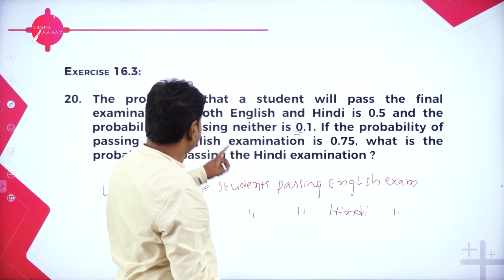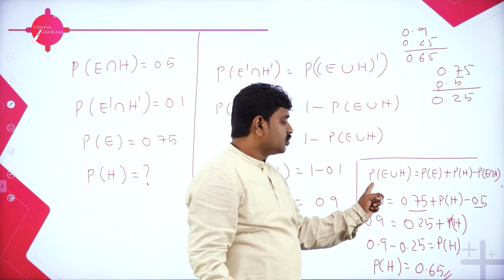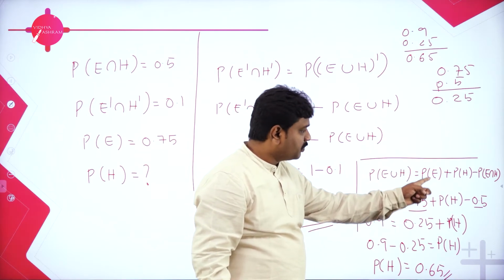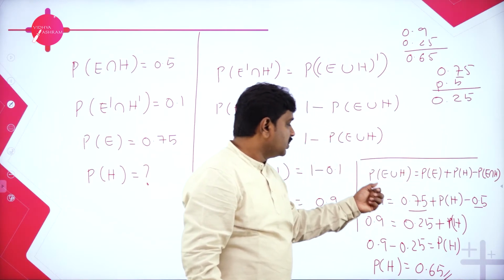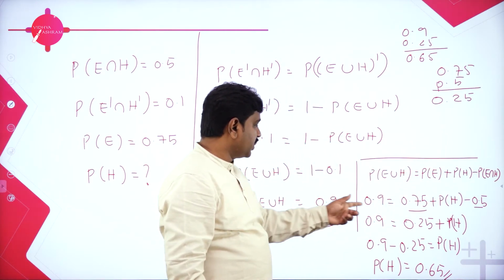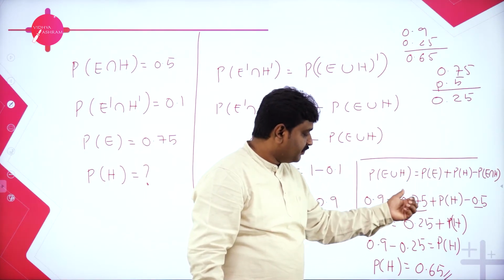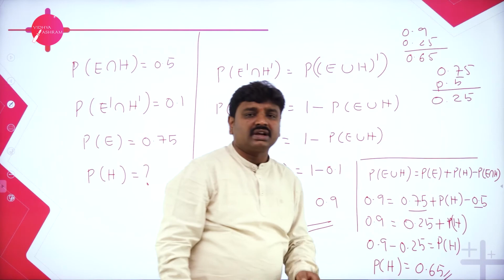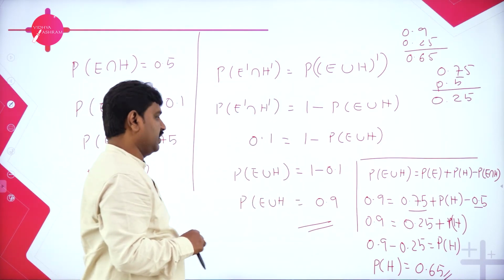So people passing in the examination is 0.65. So I am taking E union H. What is probability of E union H? Probability of E plus probability of H minus probability of E intersection H. Substitute E union H, whatever we got, that is 0.9. Then substitute the value of E intersection as 0.5 and rearrange, substitute, you'll get the required value. Probability of students passing Hindi is 0.65.